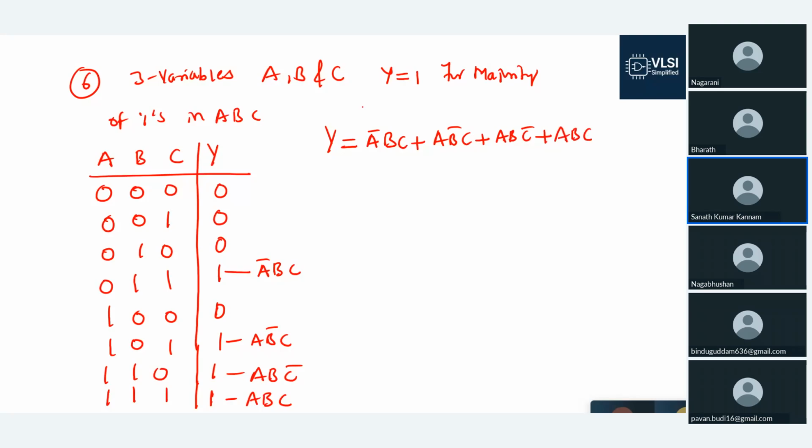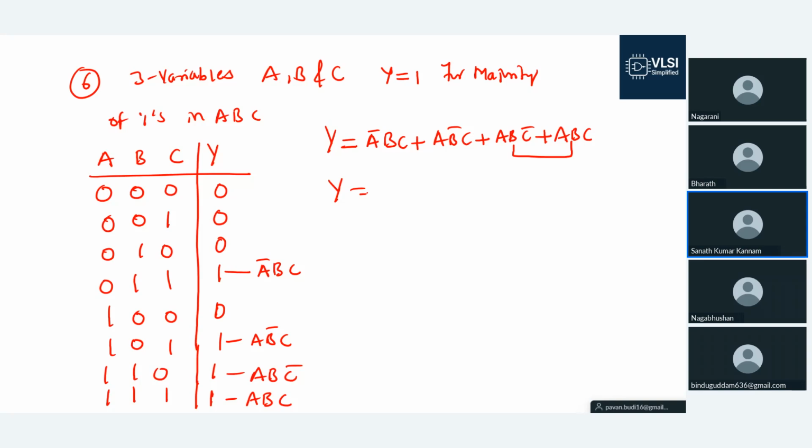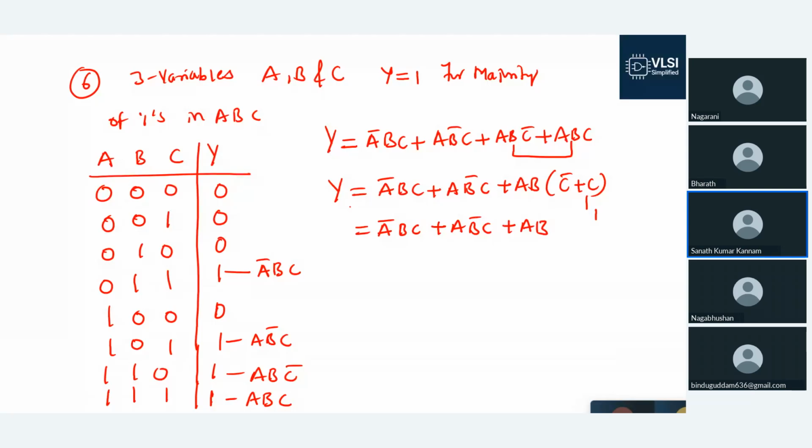From this, what can you take common? AB you can take common. So Y equals A bar B C or A B bar C or AB, and if you take AB common you get C bar or C, which is anyway 1. We can do this with a K-map also, but our discussion is only Boolean algebra, so I'm applying the Boolean laws.